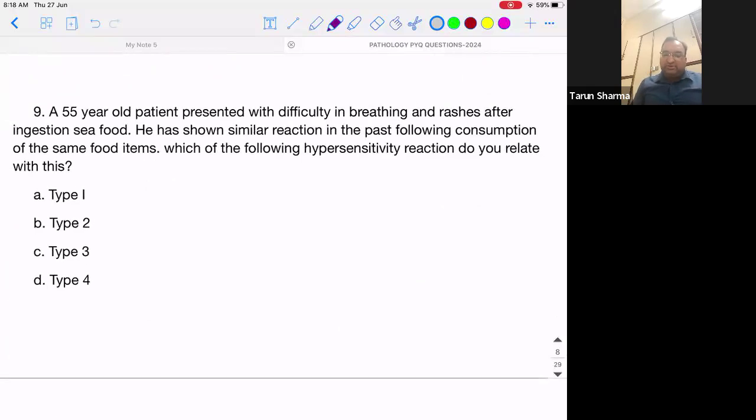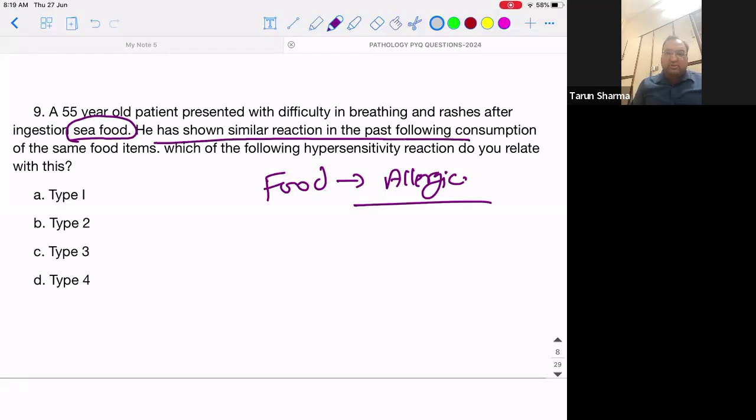A 55-year-old patient presents with difficulty in breathing and rashes after the ingestion of seafood. The clue here is that the patient develops symptoms after eating seafood. Whenever food is given to you, like peanuts, seafood or some oil, that means they want to ask about an allergic response. He has shown a similar reaction in the past also, so the same history is repeated every time the patient eats that food or oil. Or some pollen grain is given, or a scene where the patient enters the fields or a farmhouse and develops bouts of sneezing or breathlessness.